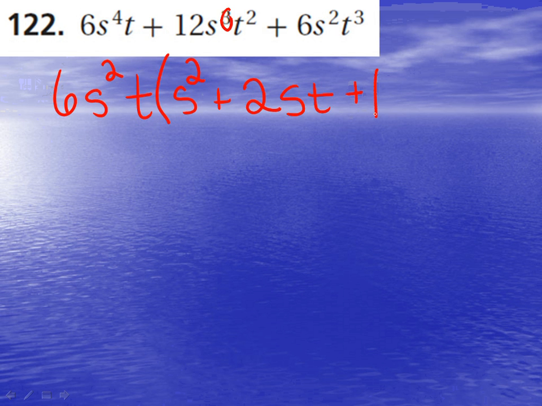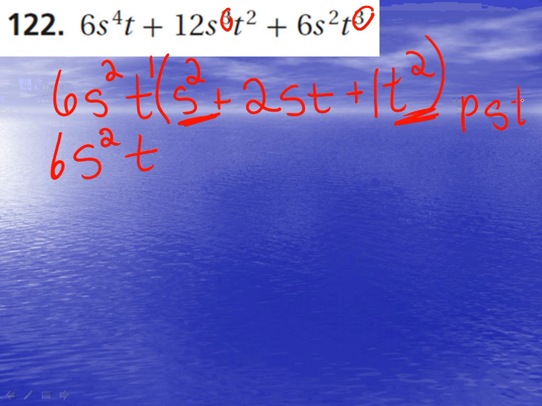1 goes on the end. I have an s squared already pulled out. This was a t to the third. I took out a t, so that leaves me with t squared. So I have 6s squared t. Now if you notice, this is a perfect square and this is a perfect square. So I'm pretty sure this is going to be a perfect square trinomial. I'm going to try it and see if it works.